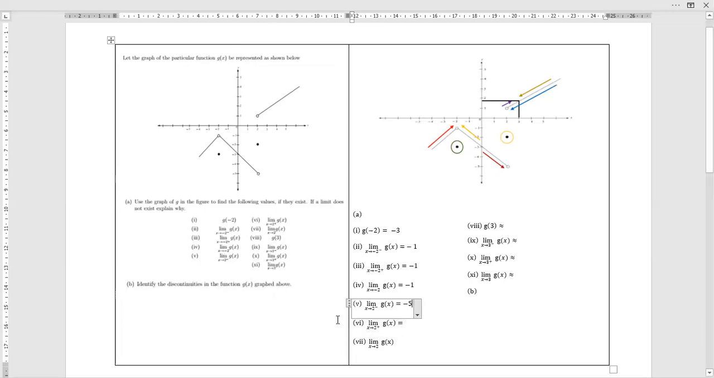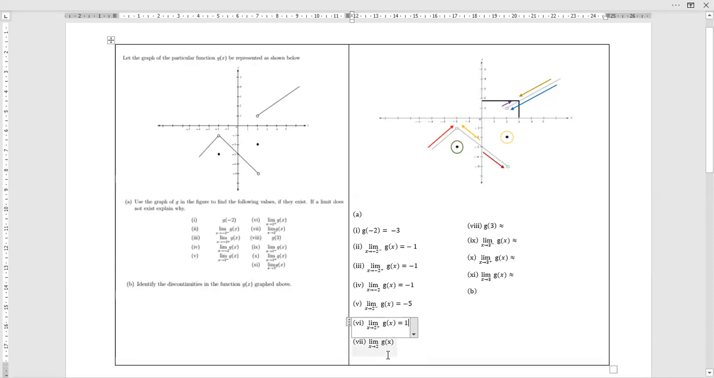Now, question 6. What is the limit of g of x as x is approaching 2 from the right side? This is the piece that we are looking at here. So we follow this blue arrow, and we can see from the graph that as x is approaching 2 from the right side, the function tends to 1. So that will be our answer here.